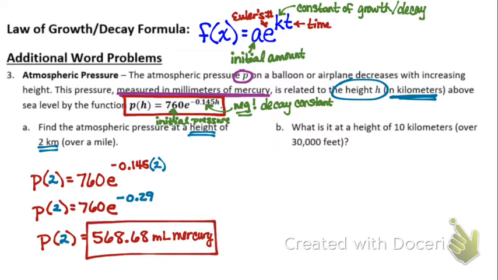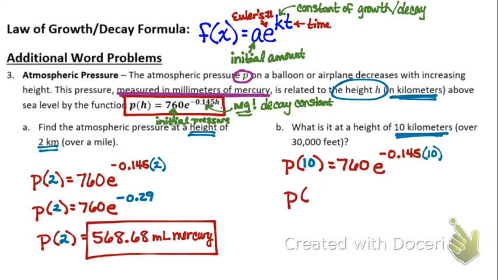Part B, almost the exact same process. Actually, it's the exact same process. We're just using a different value for H here. So the pressure at a height of 10 kilometers, 760 times e to the power of negative 0.145. This time we're going to substitute in 10 in the place of the height.